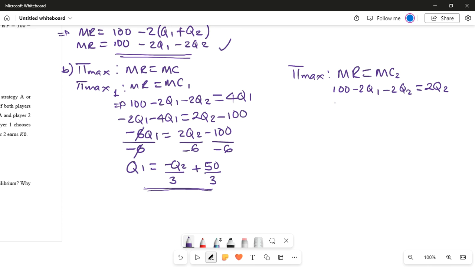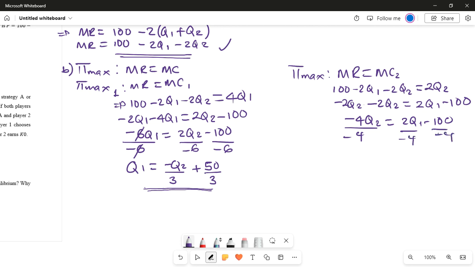So let's collect like terms together. This is going to be minus 2Q2, then we get this 2Q2, it comes this side, so minus 2Q2 again. This is equal to positive 2Q1 less 100. Next is to sum this up. So minus 2Q2 minus 2Q2, this is minus 4Q2, which should equal 2Q1 less 100. Then divide by minus 4 there, and also there minus 4.